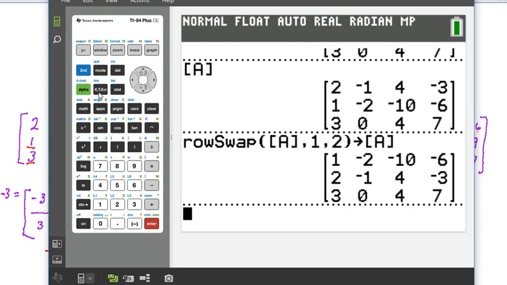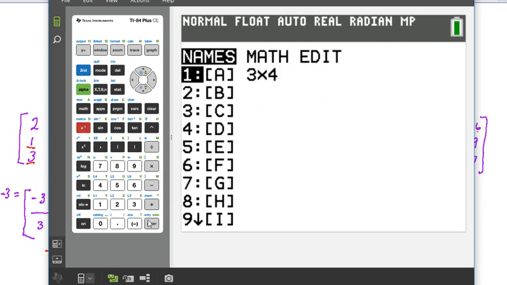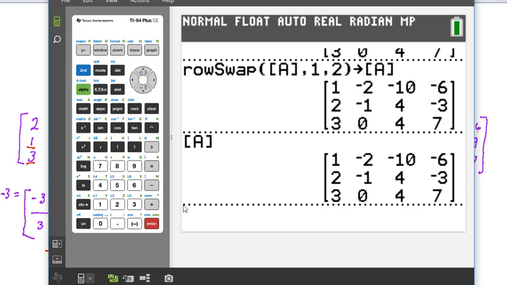But now if I call up matrix A, let's just double check this, notice it has converted to this. It has maintained this exchange. Okay, so now our goal here is to get zeros here, here, and here.